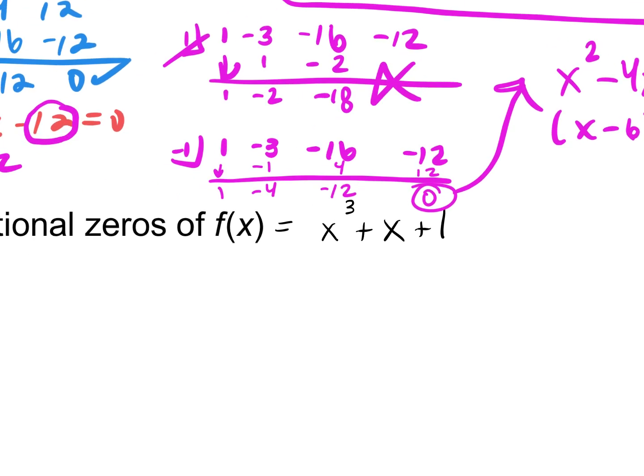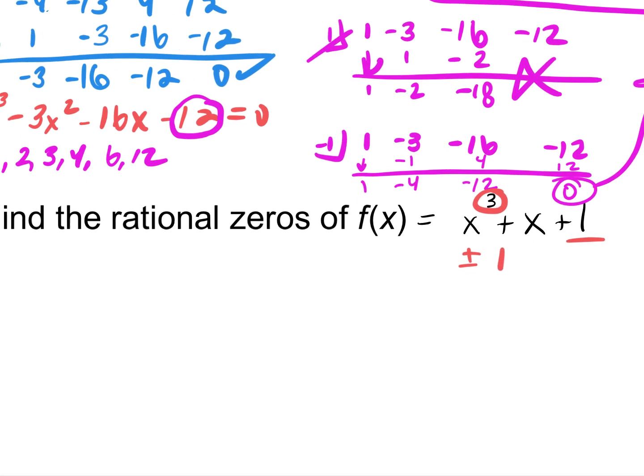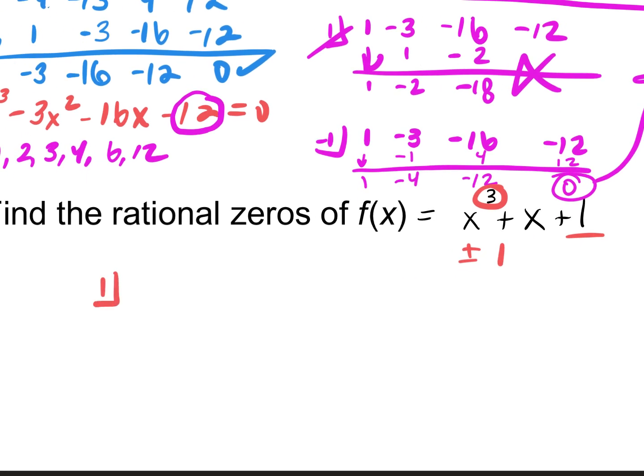All right, let's do this one. Two more. We're almost done. Practice is good for you. All right, how many answers do I have? 3. Okay. Can I factor this the way it is? No, because it's not a quadratic. We can't just break it up into 2. So what are the only options I have to try for synthetic division? Plus or minus 1? All right, let's try 1. Let's see if 1 works.